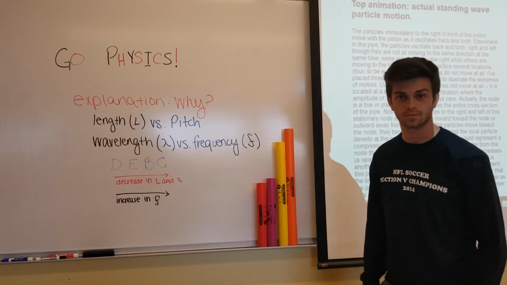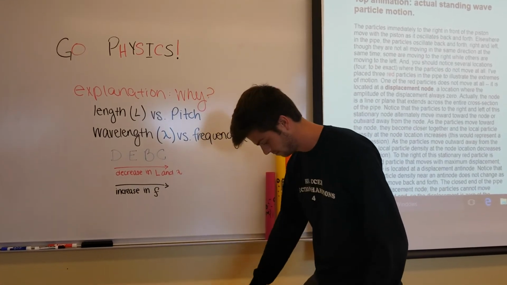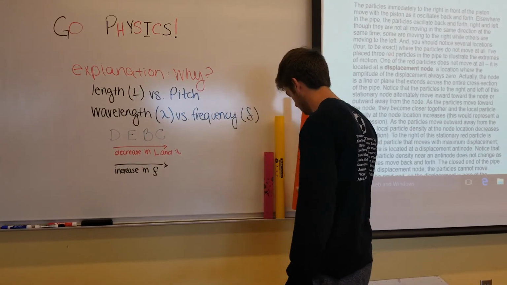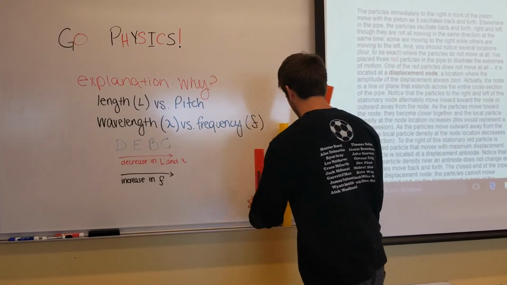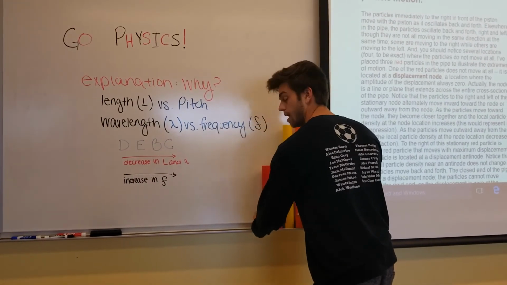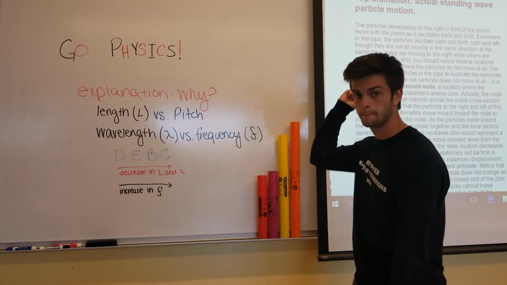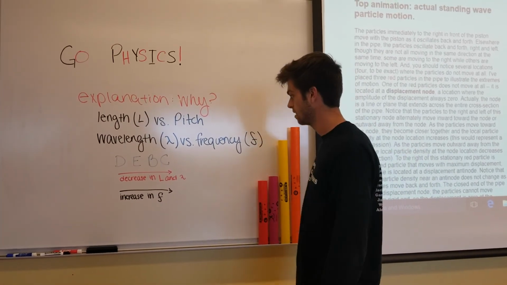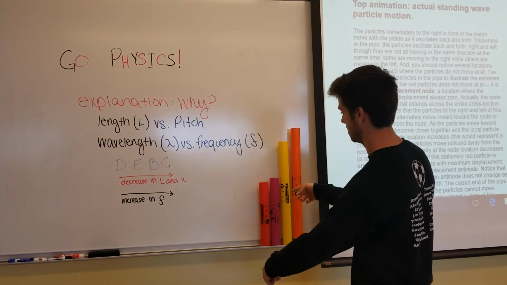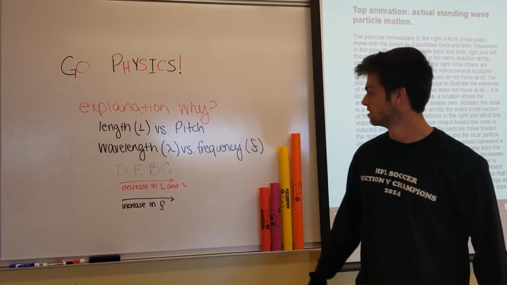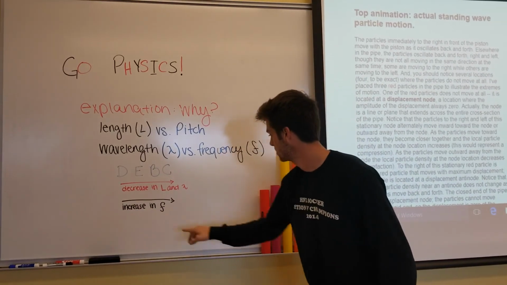Could you demonstrate that with the long tube and the short tube? Crazy. Science. Okay. And the opposite happens when you increase the length of the tube, the frequency goes down. So, in this order here, we have the D, the E, the B, and the C. So the decrease in length and wavelength, increase in frequency.